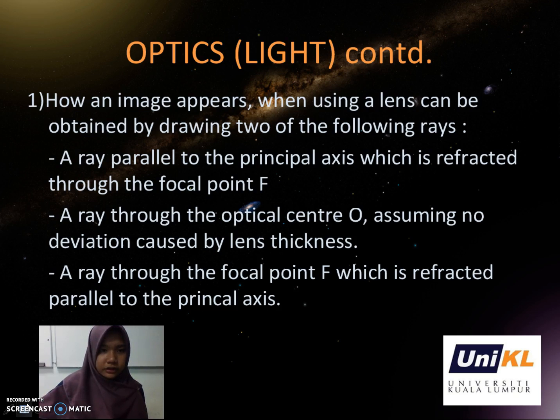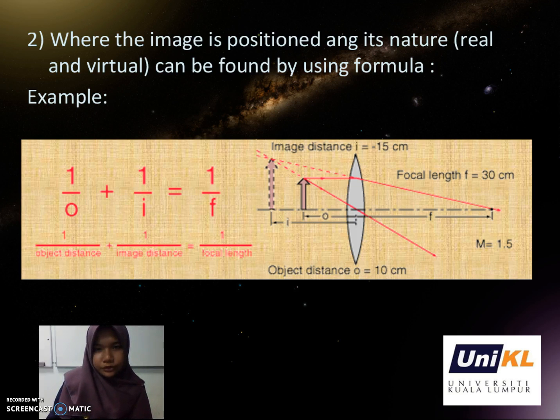So optics, light and lenses: how an image appears when using a lens can be obtained by drawing two of the following rays. A ray parallel to the principal axis, which is refracted through the focal point F. A ray through the optical center O, assuming no deviation caused by lens thickness. A ray through the focal point F, which is refracted parallel to the principal axis. So where the image is positioned, its nature, real and vertical, can be found by using a formula. So this is the example.